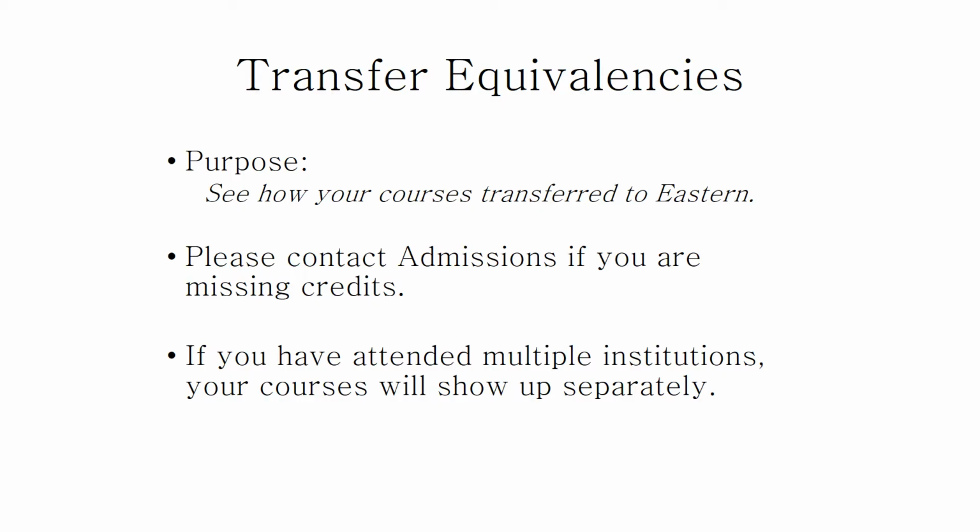The purpose of transfer equivalencies is to see how courses from your previous institutions have transferred to Eastern. If you notice that anything is missing, please contact the admissions office. Please also note that if you have attended multiple institutions, your courses will show up separately.